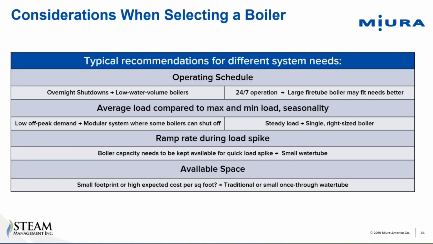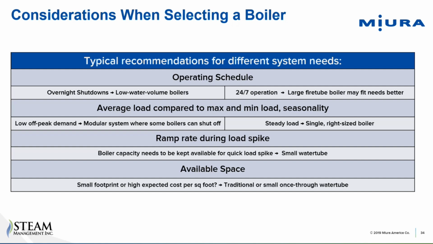Okay, last thoughts, bringing it all together, hopefully. What are the considerations when selecting a boiler? Here are our typical recommendations based on different needs. If you're looking at operating schedule, if you've got overnight shutdowns, you're probably going to want low water volume boilers because you'll inherently have less shutdown losses. That's going to be a very significant impact to your fuel cost. But if you've got 24/7 operation, a large fire tube or a large water tube boiler might fit your needs a little bit better. You're not going to see that big 4, 5, 6% loss, so the math's not going to be as easy there.